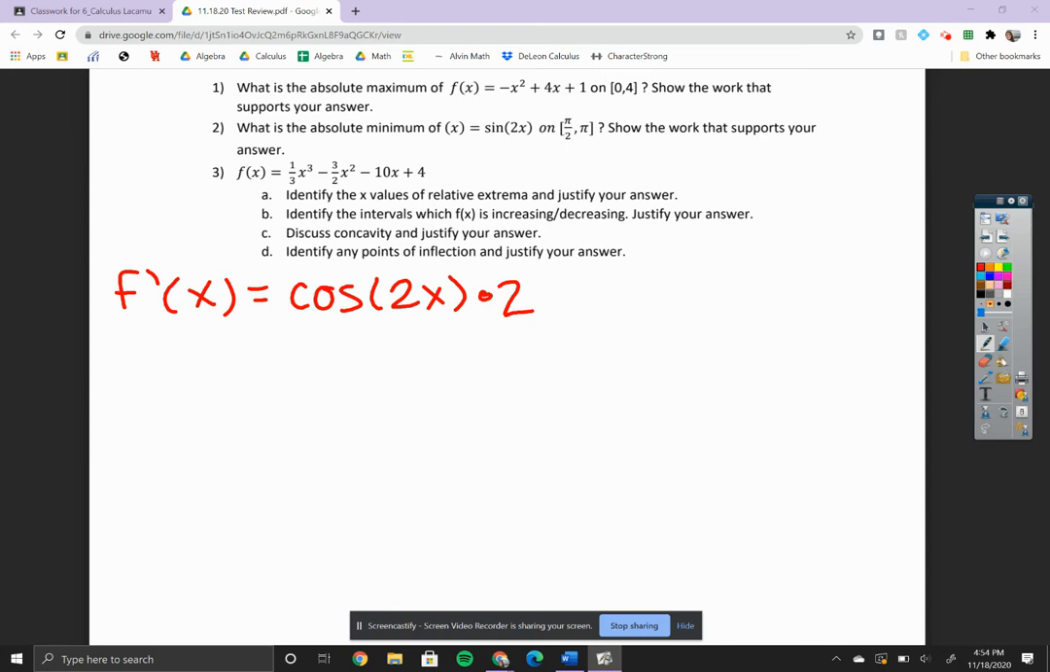Now to find our critical numbers, again, it's either going to be where it does not exist or where it's equal to 0. It exists everywhere, so we're just going to set it equal to 0.